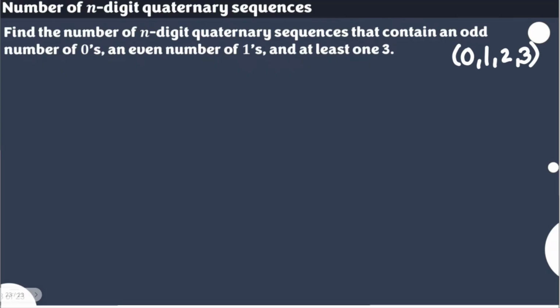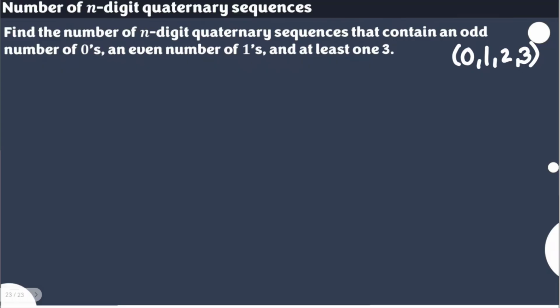So there are 4 different objects here, but it's very strict that for n-digit, we don't know how many digits are there, but for n-digit quaternary sequences, the number of zeros is odd, the number of ones is even, and there is at least 1 three. We don't have a restriction for our 2.